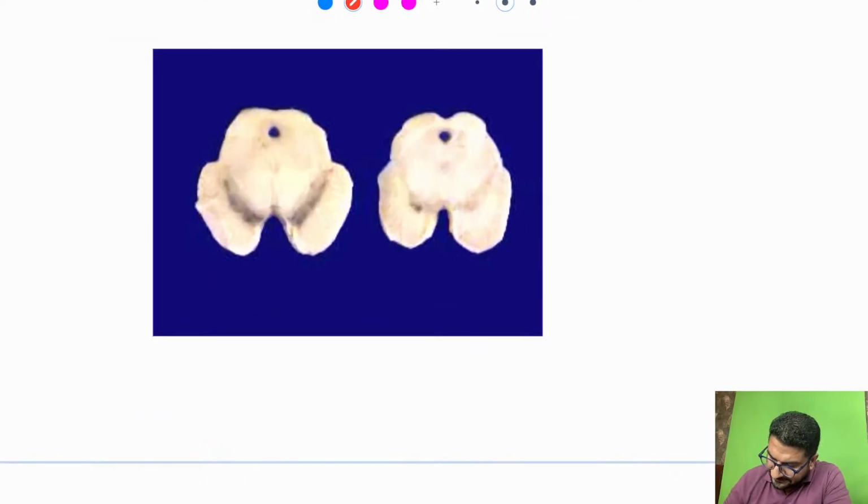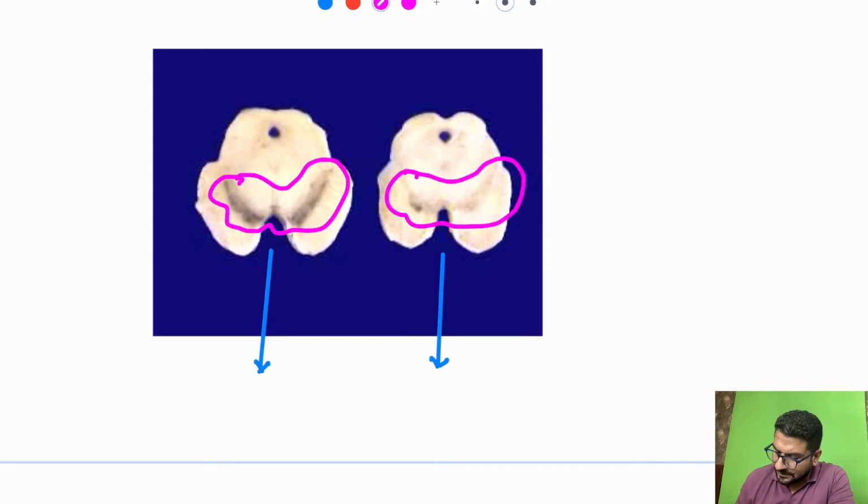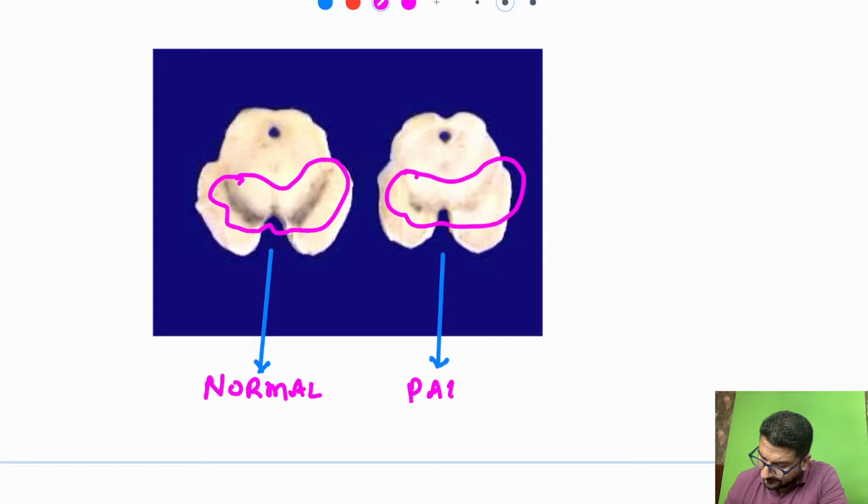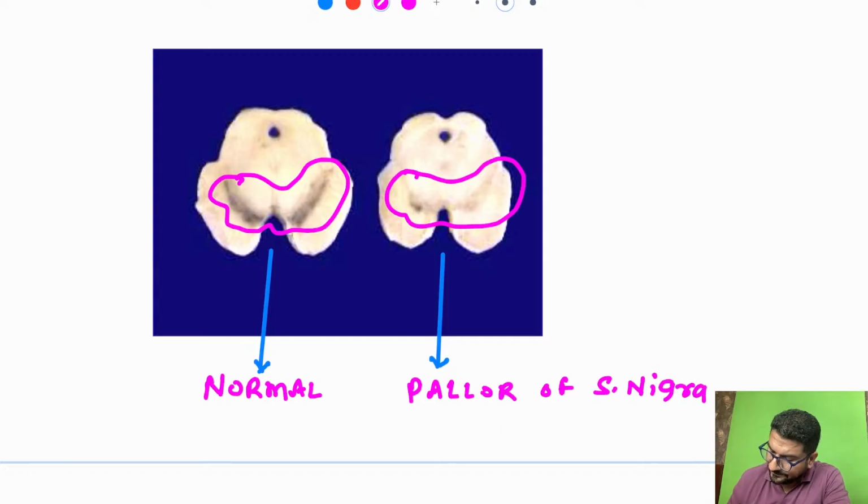Now coming to this, in a Parkinson's patient, this is a normal person. In a normal person, if you look at the biopsy, you can see this black pigment is there. This is called the substantia nigra. But in Parkinson's you will see this pigment has disappeared. If you do a biopsy of you or me, you will find this normal. But in Parkinson's you can see this pallor. So what do we call this? We call this pallor of the substantia nigra, or depigmentation, and this is something we see in Parkinson's disease. So this is about your Parkinson's, which you have to remember.